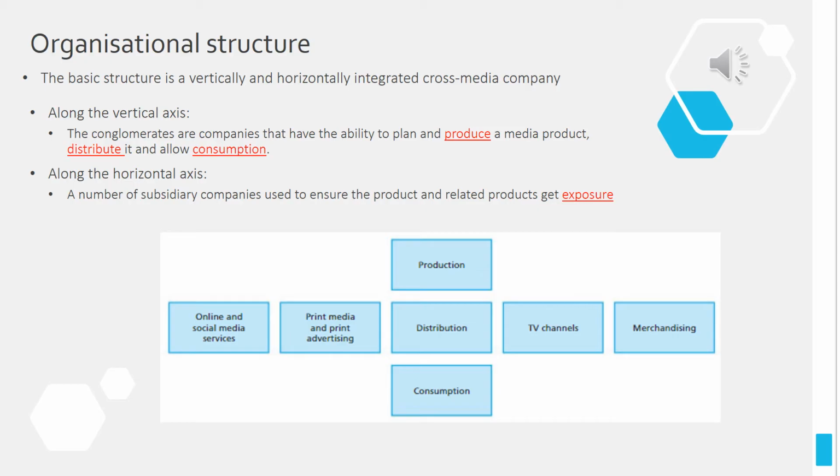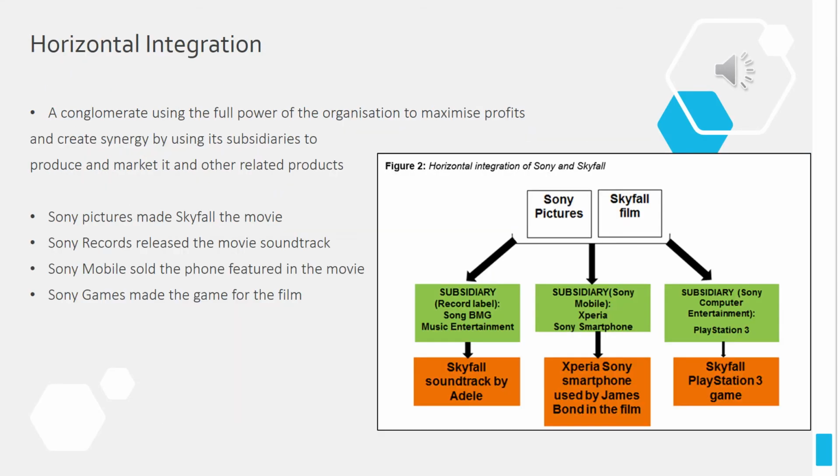Along the horizontal axis, this is where being a conglomerate really comes into play. It's where you have other areas or other subsidiary companies that allow you to do other things. So along this horizontal axis, it basically allows you to ensure your product and other related products can get as much exposure as possible. Horizontal integration is when a conglomerate uses the full power of the organization to make as much money as possible. Basically, it can do this by using the subsidiaries that are part of the conglomerate.